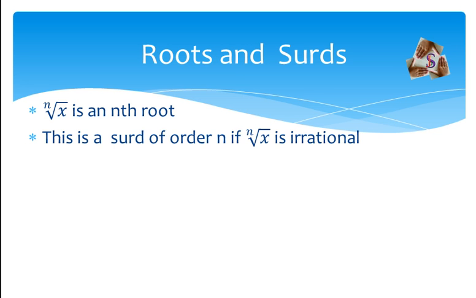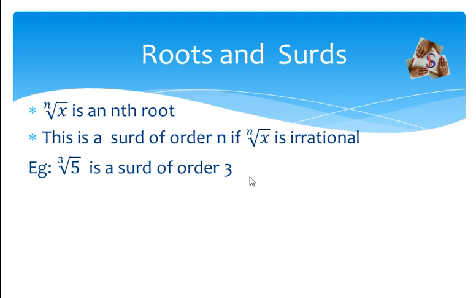Now, when is nth root of x called as a surd? It is a surd of order n when nth root of x is irrational. That means it is a non-recurring decimal. Let us clearly understand this with an example. Now I take cube root of 5. I call this as a surd of order 3. Why? Because cube root of 5 is a non-recurring decimal.